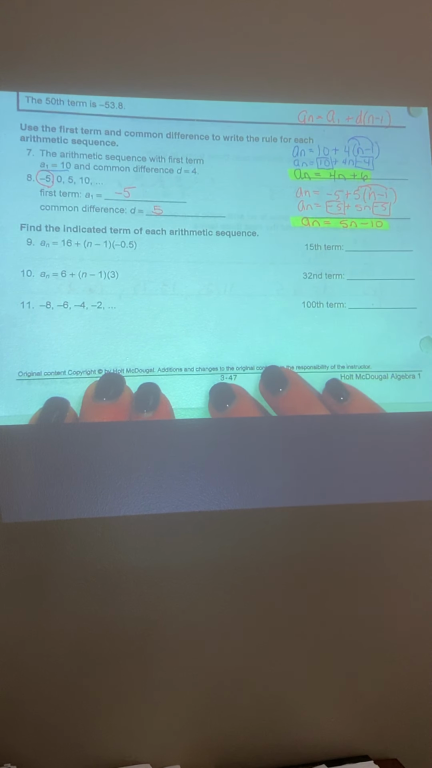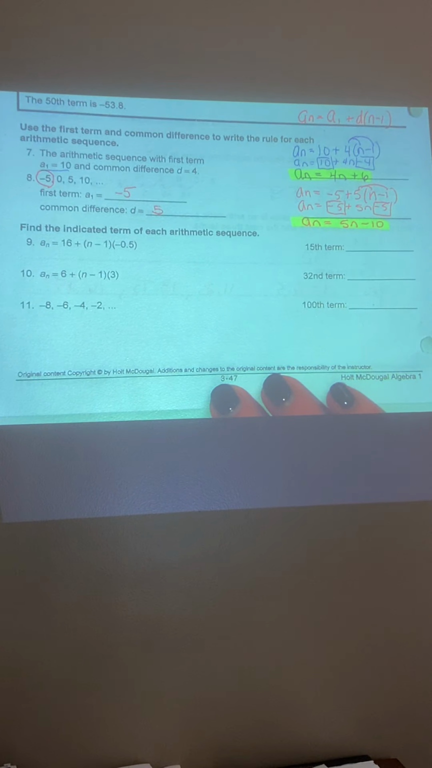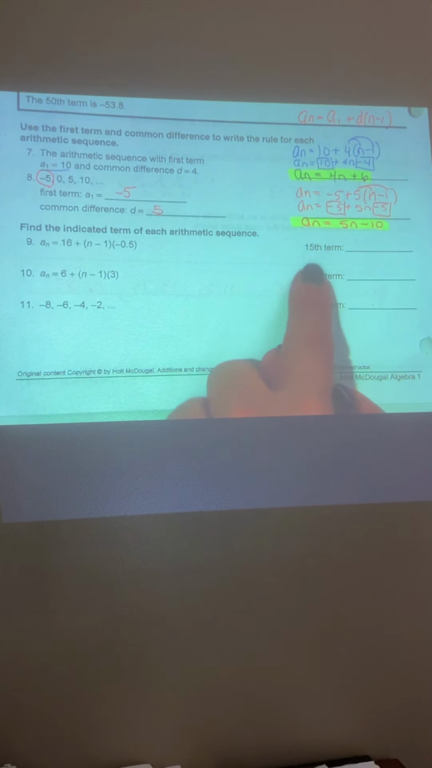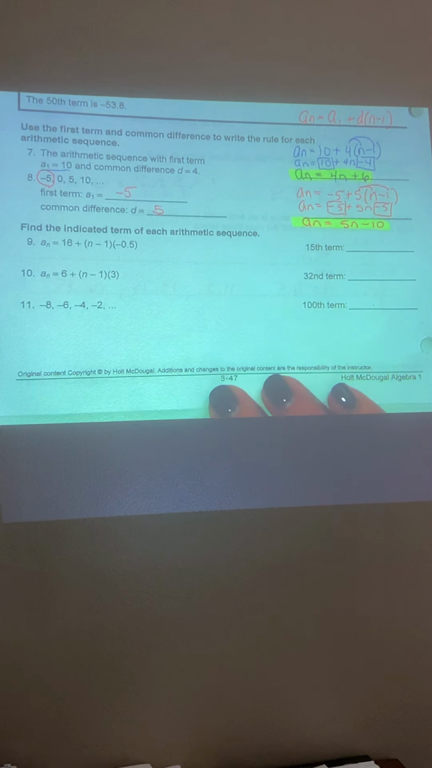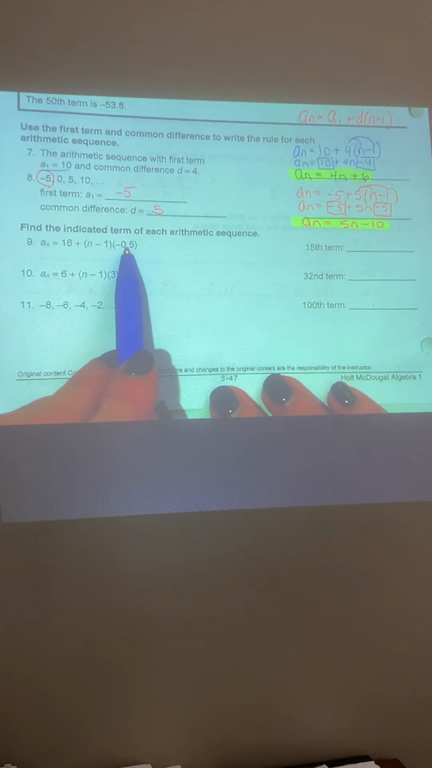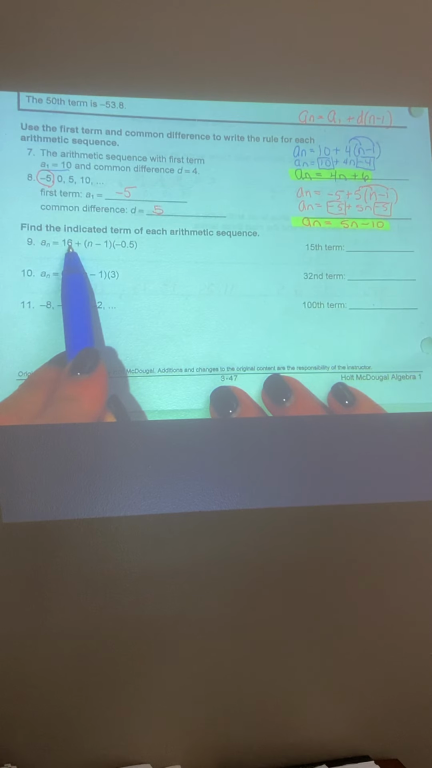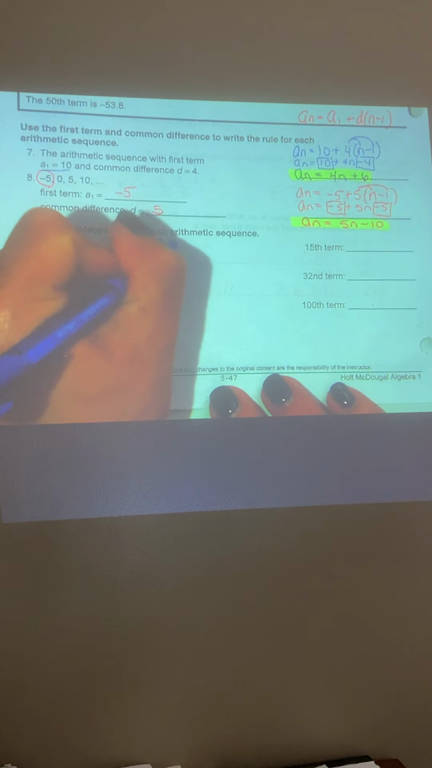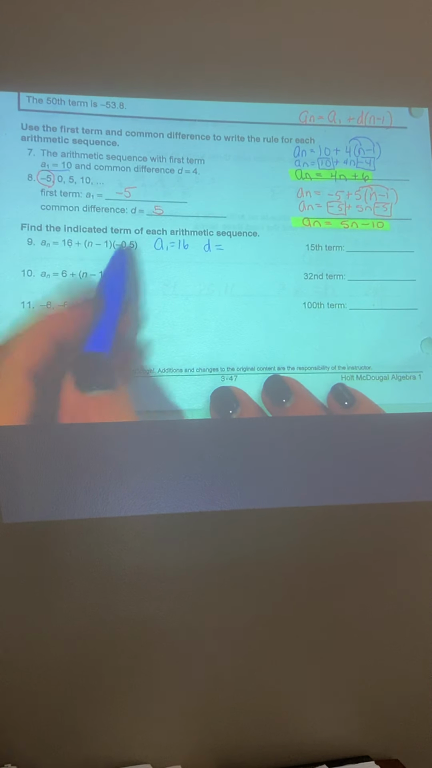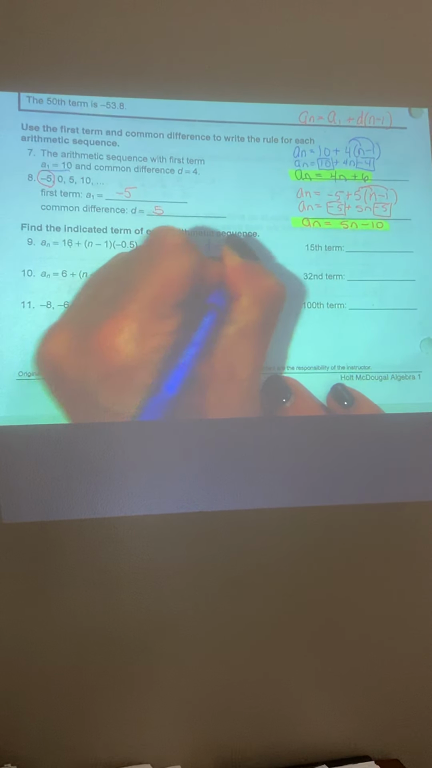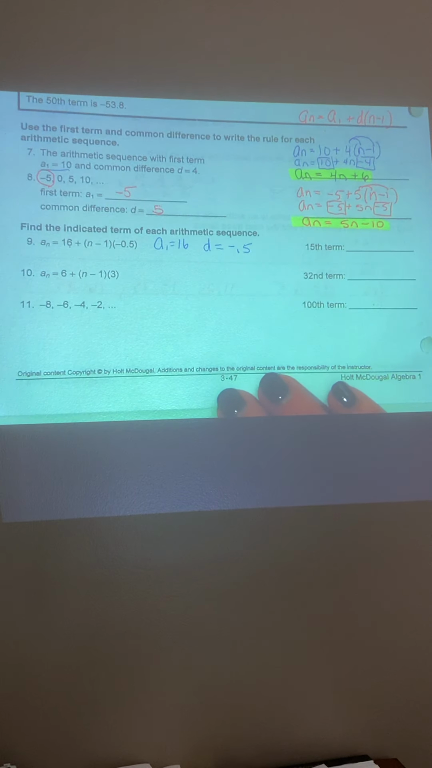Okay, now it's telling me to find the term. See, on these two problems, it wasn't asking me for the term, it was just asking me for the rule. The rule. Now it's asking me for the term. 15th term, 32nd term, 100th term. So, let's see. What's what? My first term is 16. So I'm always going to label, makes it much easier. And my common difference is negative 0.5. And now we're going to plug in to our formula.